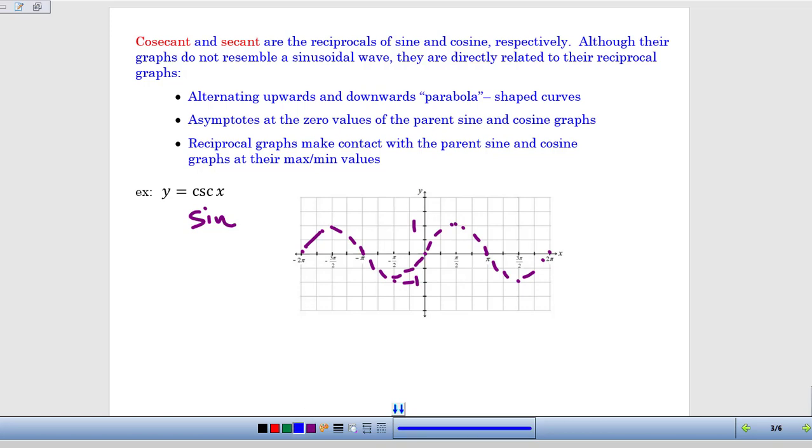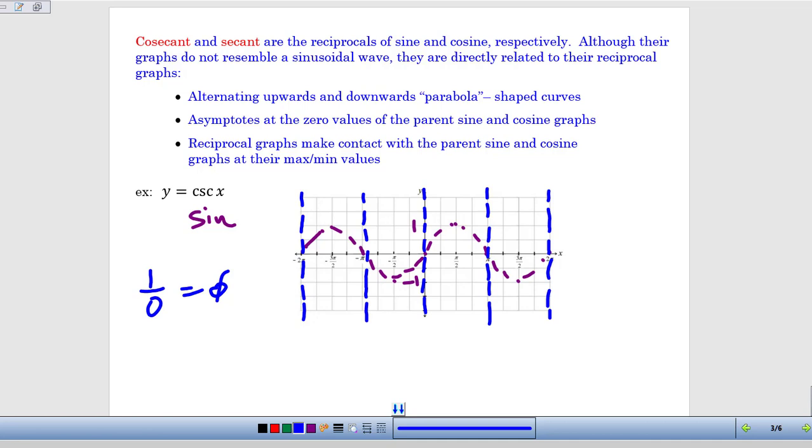So for the cosecant graph, remember cosecant is the reciprocal of sine. Well, at all the zeros for sine, the reciprocal of 0 is 1 over 0, which is undefined, which in our experience translates into an asymptote. So that means at every single place where sine has a 0 value, we're going to have an asymptote. So that means that all of these multiples of pi, all these places where the graph crosses through the x-axis, we're going to have an asymptote.